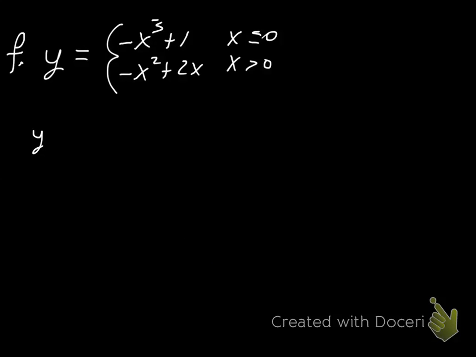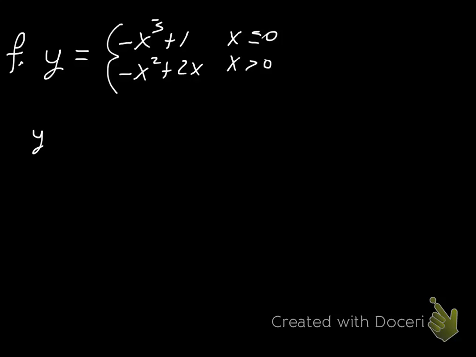All right, we're going to take a look at one more example from this section, and we're looking at a piecewise defined function. It looks like negative x cubed plus 1 if x is less than or equal to 0, and then negative x squared plus 2x if x is greater than 0. Now, in terms of the derivative, I'm going to have to break it up into the two branches also.